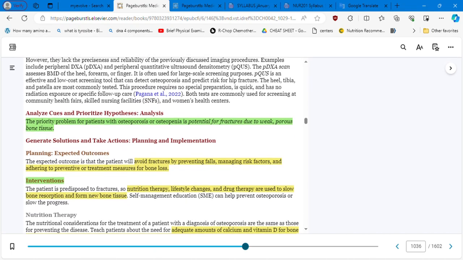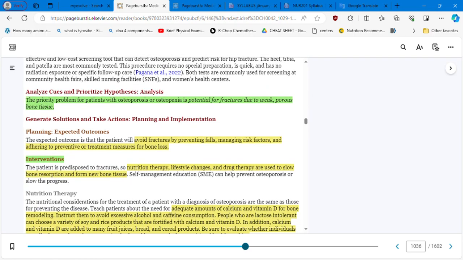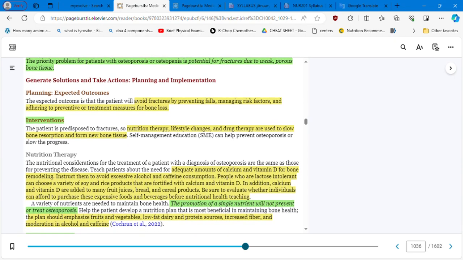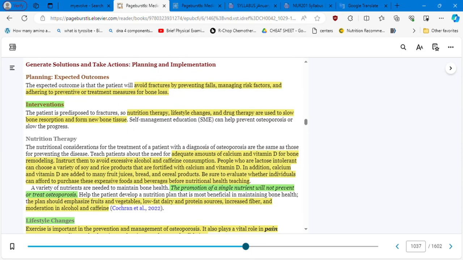So the priority that we need to cover in terms of patients with osteoporosis or osteopenia is potential for fracture due to weak, porous bone tissue. And we need to avoid fractures by preventing falls, managing risk factors, and adhering to preventive or treatment measures for bone loss. So what are we going to do?